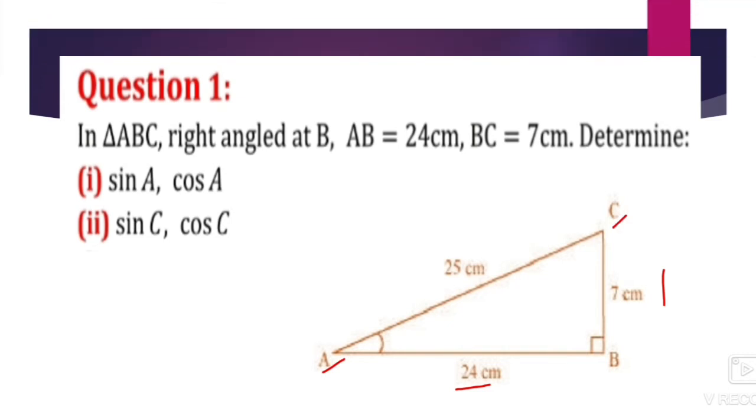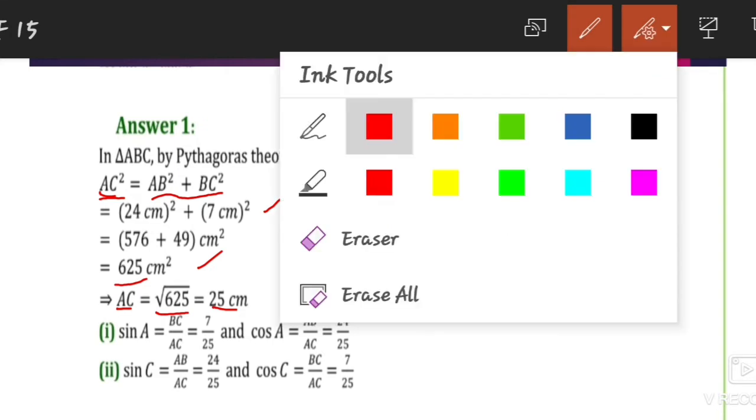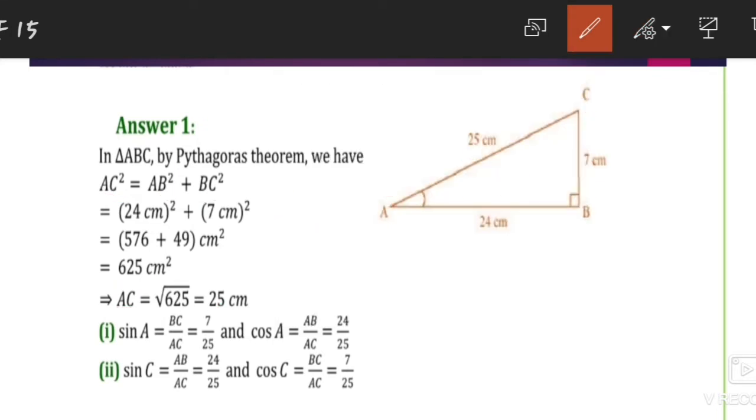Okay, so let's check the solution. In triangle ABC, by Pythagoras theorem, we have AC square is equal to AB square plus BC square. Put the value of AB and BC, you will get 625 centimeter square. AC square is equal to 625, that means AC equals root under 625, that is 25 centimeter. So I am getting the length of AC as 25 centimeter. Now you know the length of three sides, right? You have to find sin A, cos A, sin C and cos C.